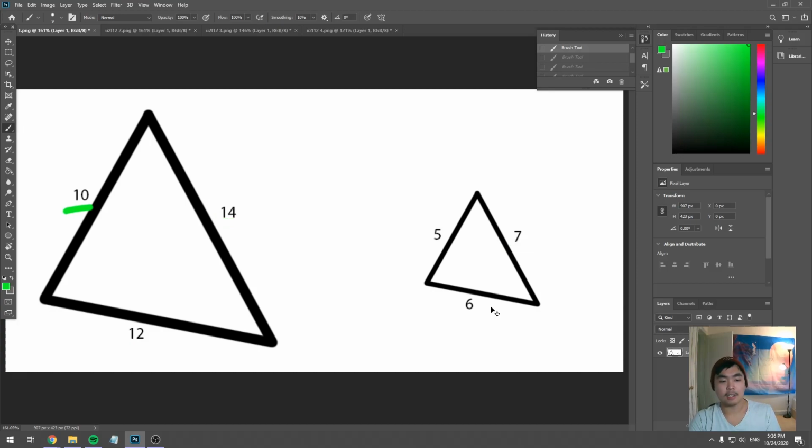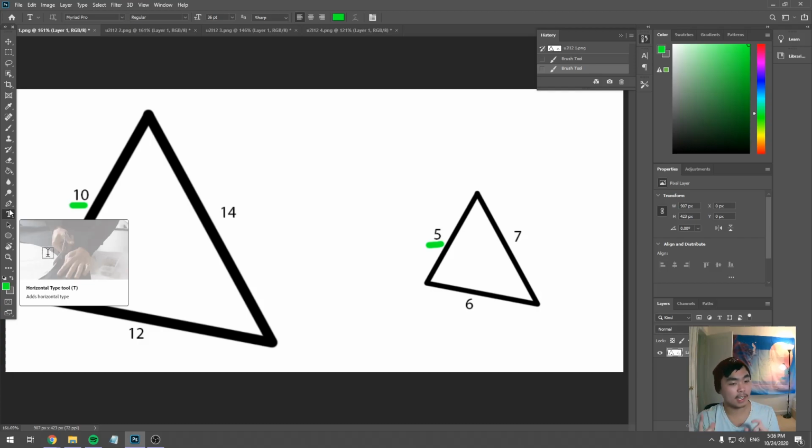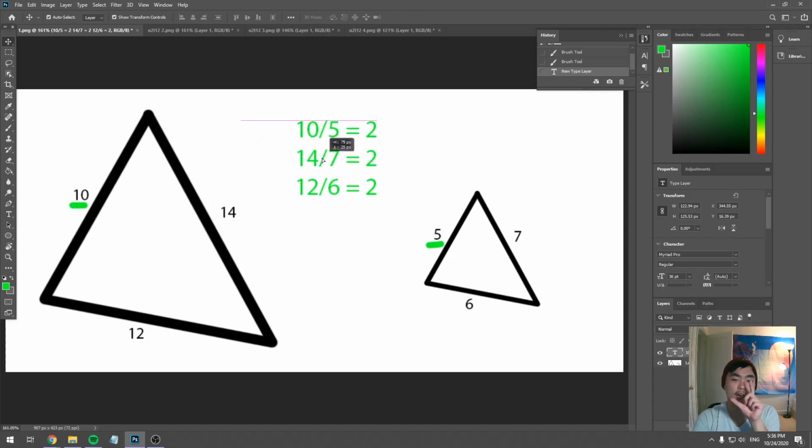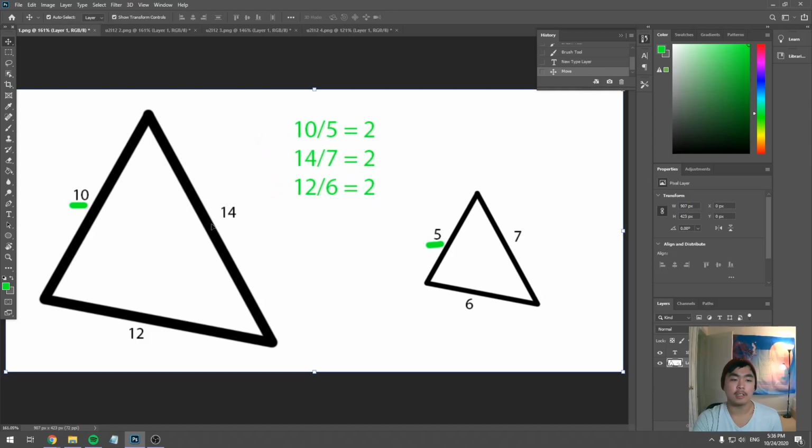So how do we use SSS? What we want to show is, do the corresponding sides have the same scale factor? So it's not the same number, it's the same scale factor. I can find it like this. 10 divided by 5 equals 2. In other words, if I want to go from 5 to 10, I need to multiply it by 2. 14 over 7, also 2. 12 over 6, also 2. So now we know all 3 sides are multiplied by 2. That means we have similar triangles.